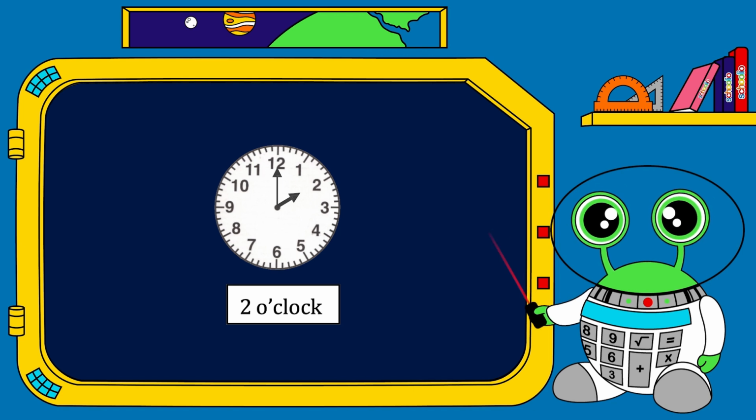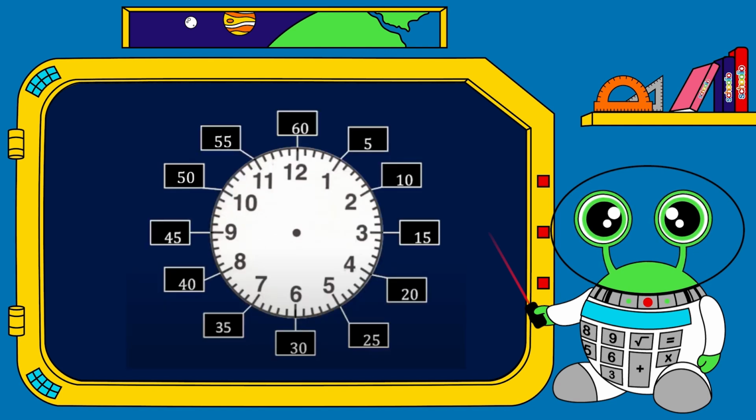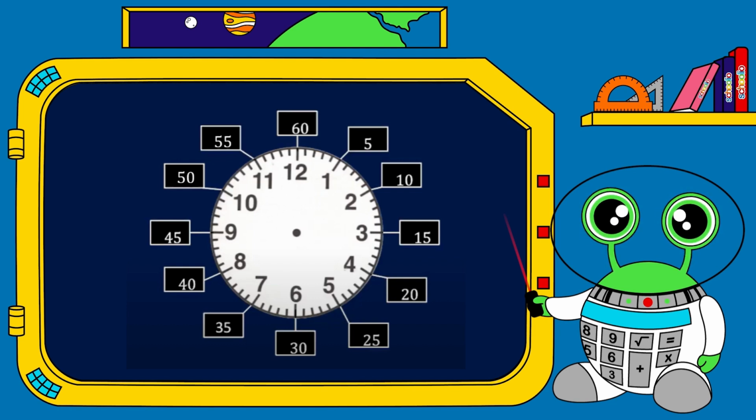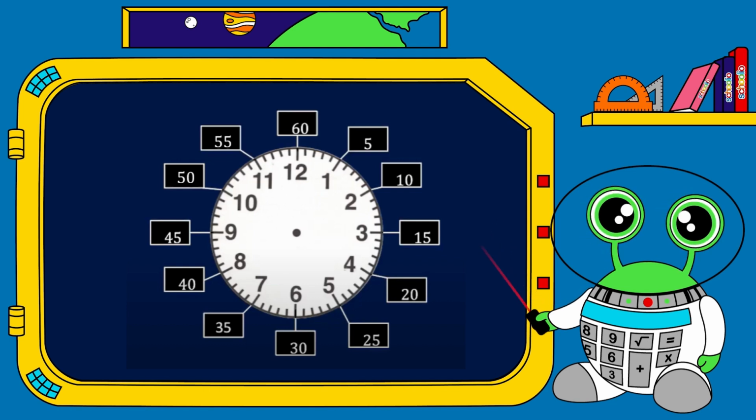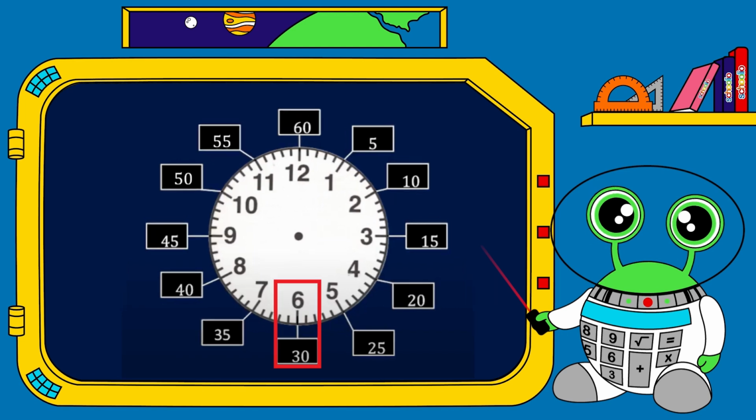Now that you know how to tell the hour, let's practice the minutes. When you're first learning how to tell time, you will count by fives around the clock face until you reach the number the minute hand is pointing at. The more you practice, the more you'll remember what each number represents. For example, the number 6 represents 30 minutes.